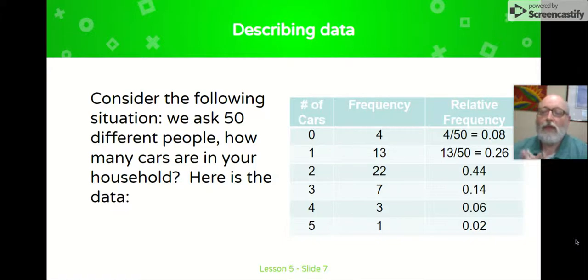We ask 50 different people, how many cars are in your household? Here's the data. Number of cars in the household, first column. Frequency, how many people said they had that number of cars. Then the relative frequency, the frequency of each group divided by the total, which was 50. And those are in proportions, or they could be expressed as percentages.